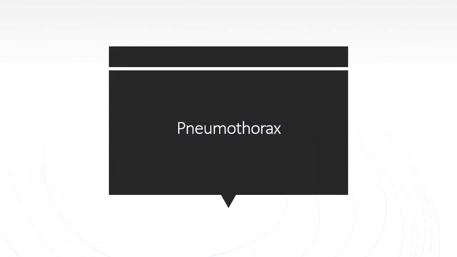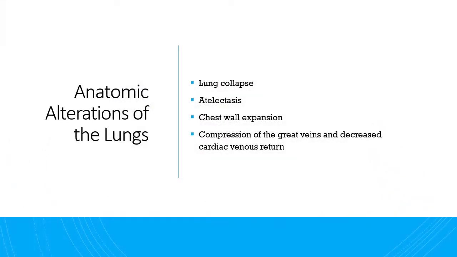Now let's talk about pneumothorax. A pneumothorax exists when gas, sometimes called thoracic free air, accumulates in the pleural space. This enhances the natural tendency of the lung to recoil or collapse and the natural tendency of the chest wall to move outward or expand.